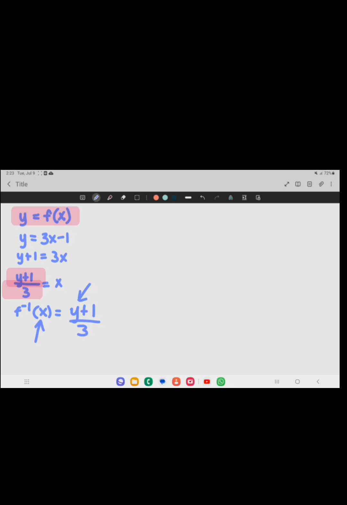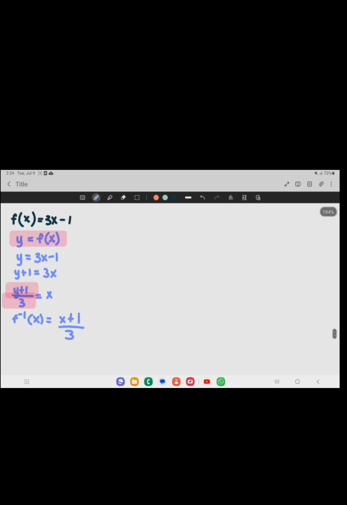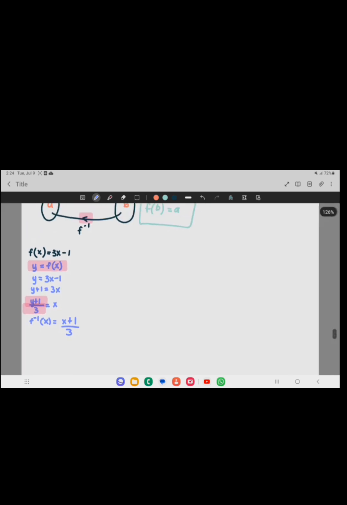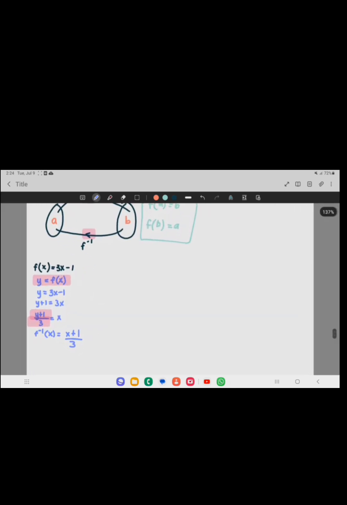It cannot be y. So what you're going to do is very simple. You're going to erase the y and then you're going to replace it with x. So that's it. So this is how to find the inverse function. Okay, this is how to find the inverse function.